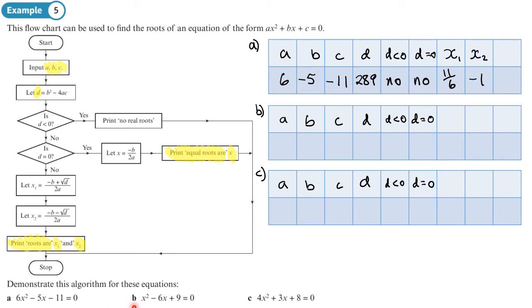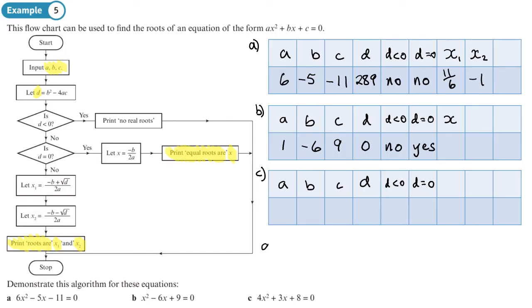So we now move on to the second quadratic here. Input A, B and C, so that's 1, -6 and 9. D is going to be B squared minus 4AC, so that's going to be -6 squared, which is 36, minus 4 times A times C, which is also 36, so we end up with 0. This thing here, is D less than 0? No. Is D equal to 0? This time the answer is yes. Since it's equal to 0, we do this calculation, so there's only one output, x.